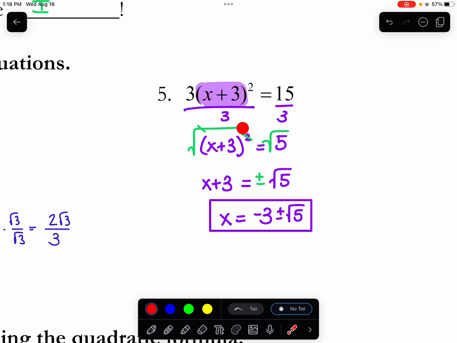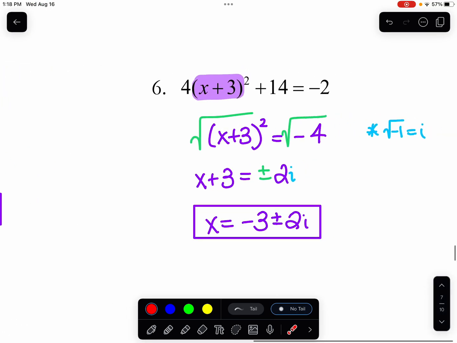We'll take the square root to undo the square. Remember, the square root of 5, we're going to put plus or minus, and then we'll subtract 3. So negative 3 plus or minus root 5. This one just has a couple more steps.